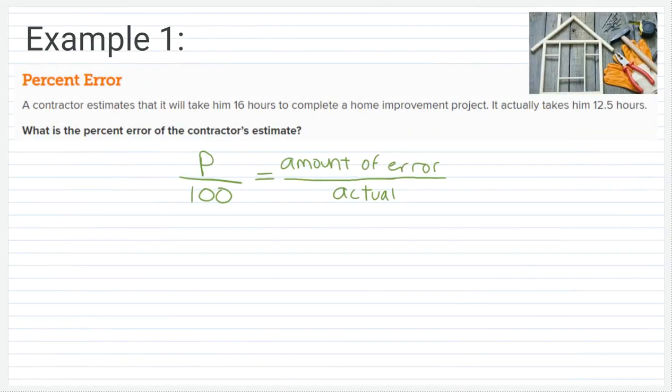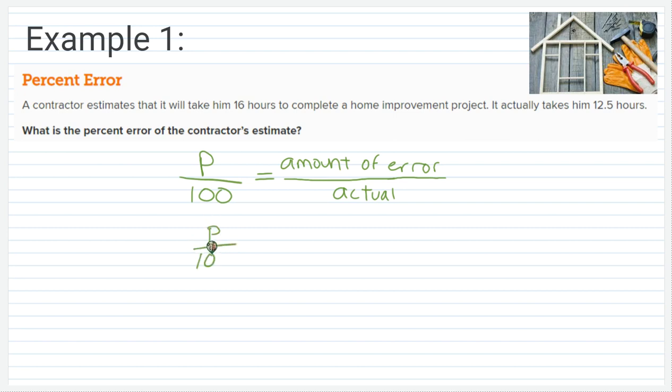All right, so taking a look at our first example, it says a contractor estimates that it will take him 16 hours to complete a home improvement project. It actually takes him 12 and a half hours. What is the percent error of the contractor's estimate? So you can see I already have written out our proportion. P over 100, so the percent over 100, is equal to the amount of error over the actual. So we're solving for the percent error.